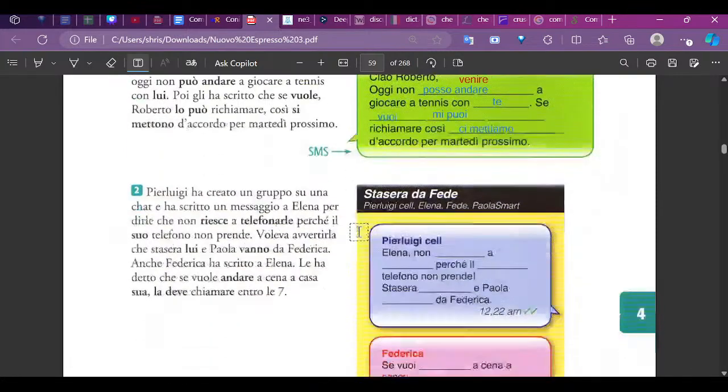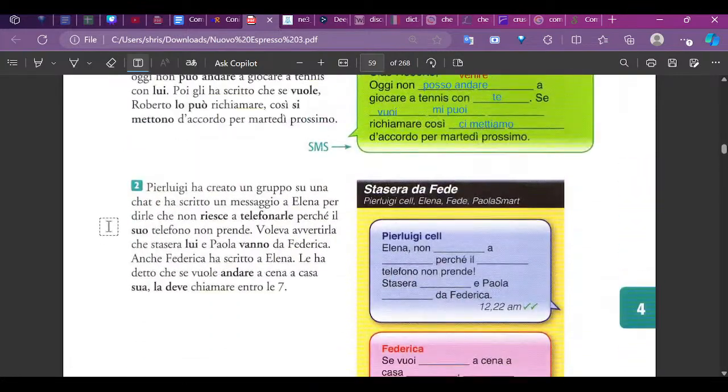Stasera. Group chat, ok. Pierluigi ha creato un gruppo su una chat e ha scritto un messaggio a Elena per dirle che non riesce a telefonarle perché il suo telefono non prende. Voleva avvertirla che stasera lui e Paola vanno da Federica. Anche Federica ha scritto a Elena. Lei ha detto che se vuole andare a cena a casa sua, la deve chiamare entro le 7.